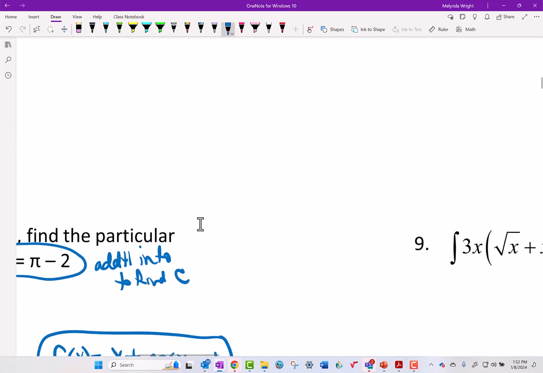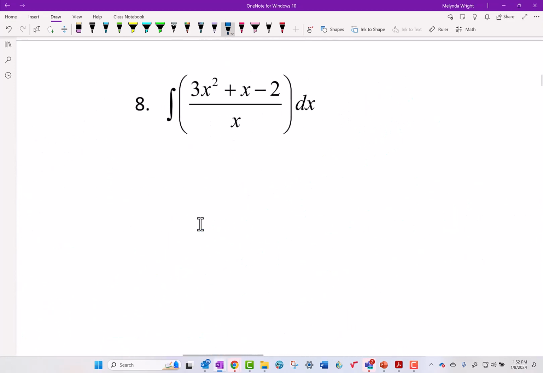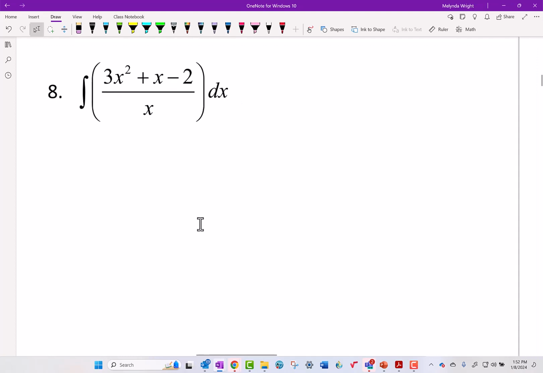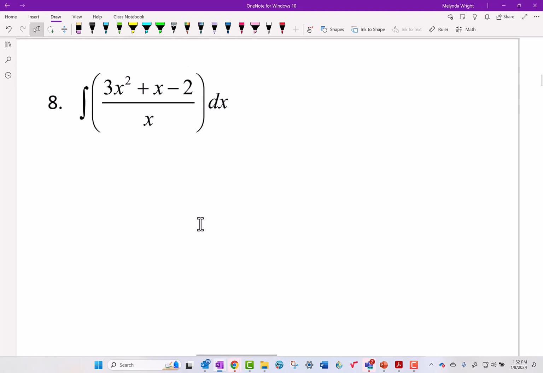So let's look at number 8. This is in fraction form. We are going to learn a rule called the quotient rule, but even if you knew the quotient rule, which we don't yet, you still would want to rewrite this. Rewriting is our best friend. We would want to rewrite this because as we see it, we couldn't do anything with it.